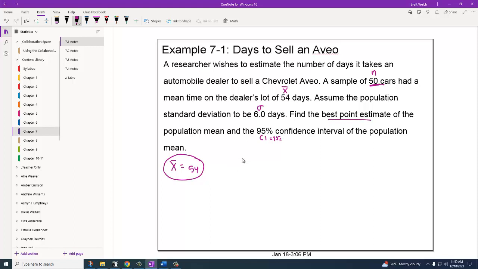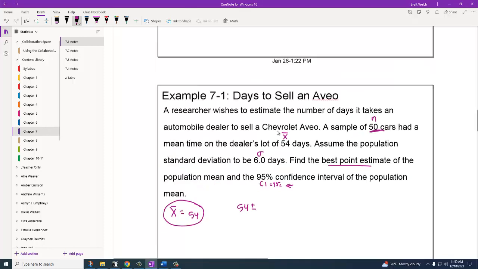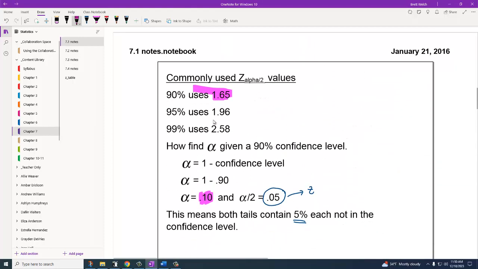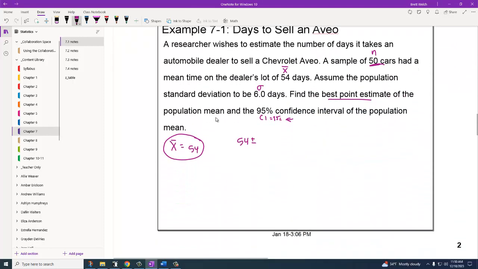The way we do that is by taking our best estimate, 54, plus or minus the z-score for 95% as alpha over 2. Go back a page. 95% is 1.96. So I'll use 1.96 times the standard deviation, 6, over the square root of the sample size, 50.